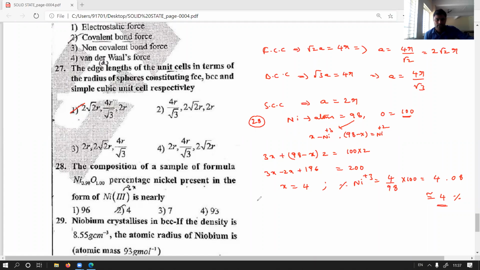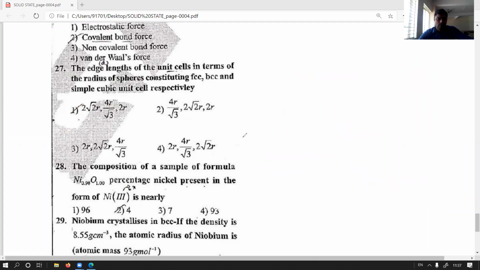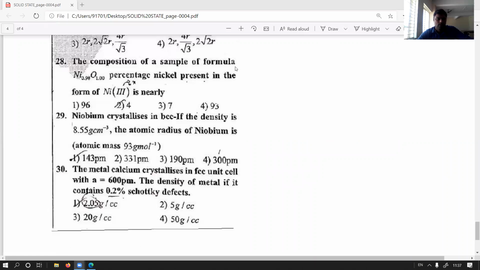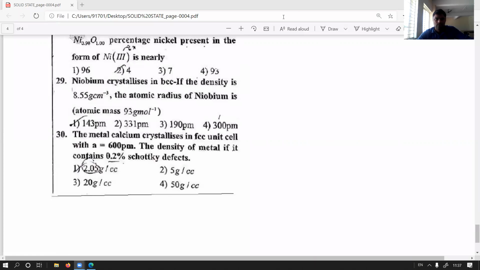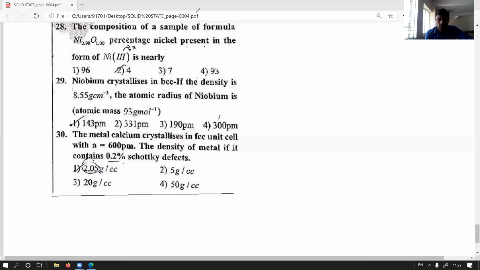Next, 29. Let's see the 29th question. Rubidium crystallizes in BCC. The density is given, and we need to find the radius R of rubidium. We know that D is equal to Z into M by A cube into N.